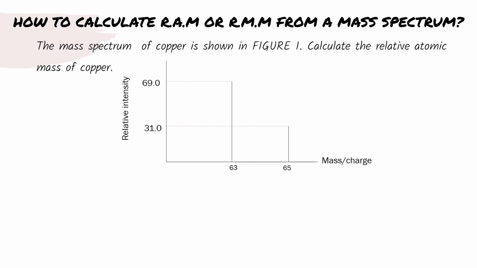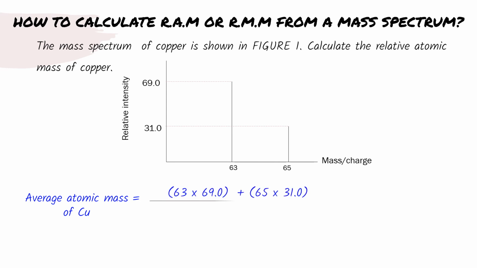And how to calculate the relative atomic mass or relative molecular mass from a mass spectrum? Taking the mass spectrum of copper as an example. To calculate the relative atomic mass of copper, what you need to do first and foremost is to get the average atomic mass of copper as what we did for rubidium just now. Substituting the value into the formula will give you the average atomic mass of copper.